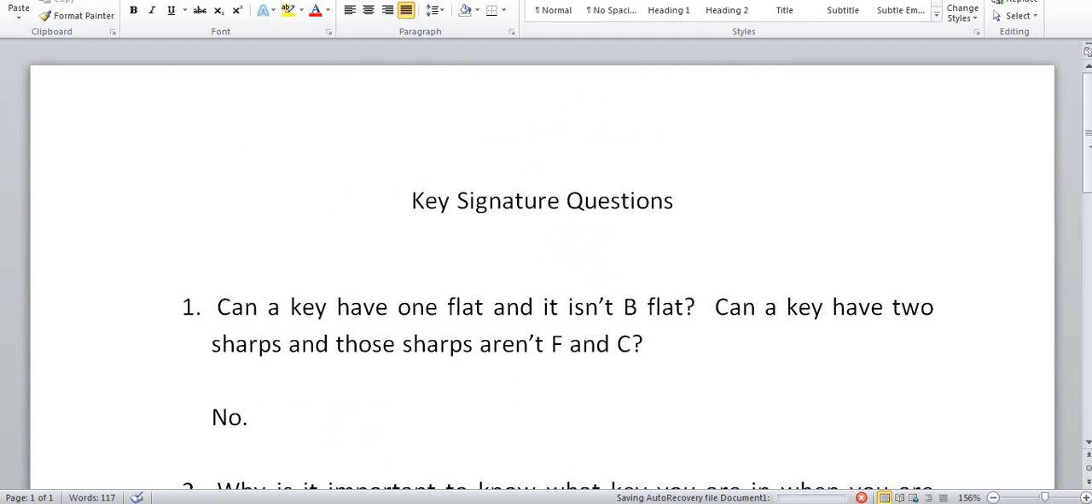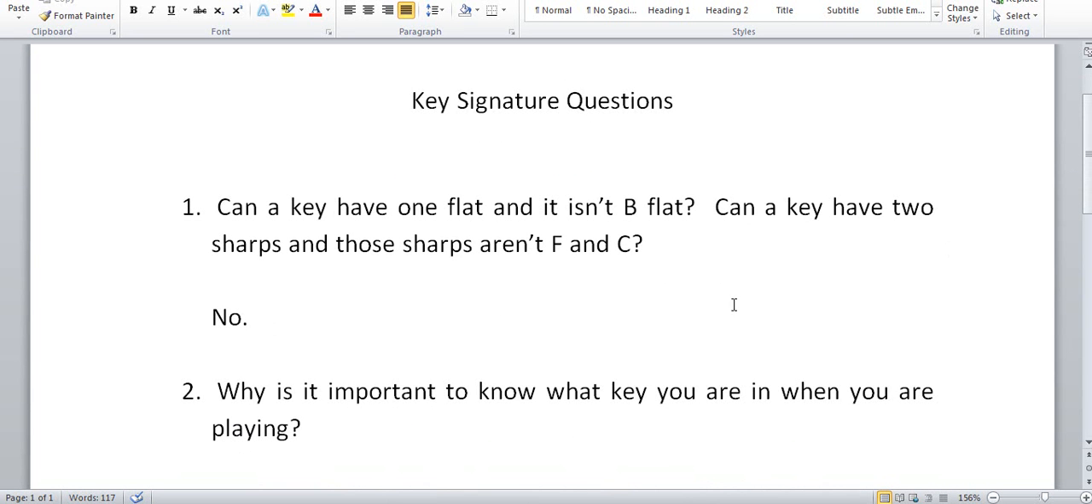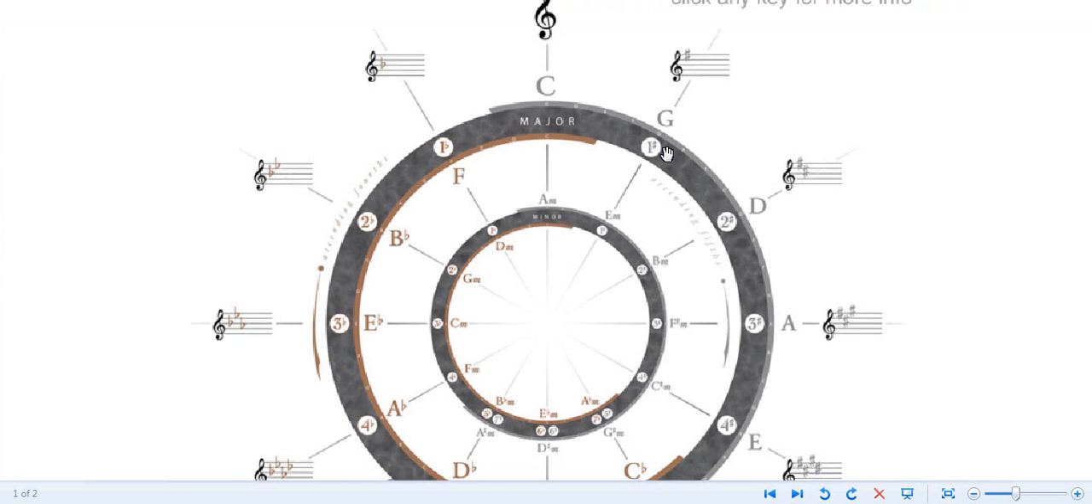First question that everybody asks me is this. Can a key have 1 B flat and it isn't B flat? Or can a key have 2 sharps and those 2 sharps aren't F and C? No. This picture I'm showing you here is an absolute rule of music. Whenever you look in the treble clef and see 1 sharp, it will always mean that that 1 sharp is F sharp. There are no exceptions to that.